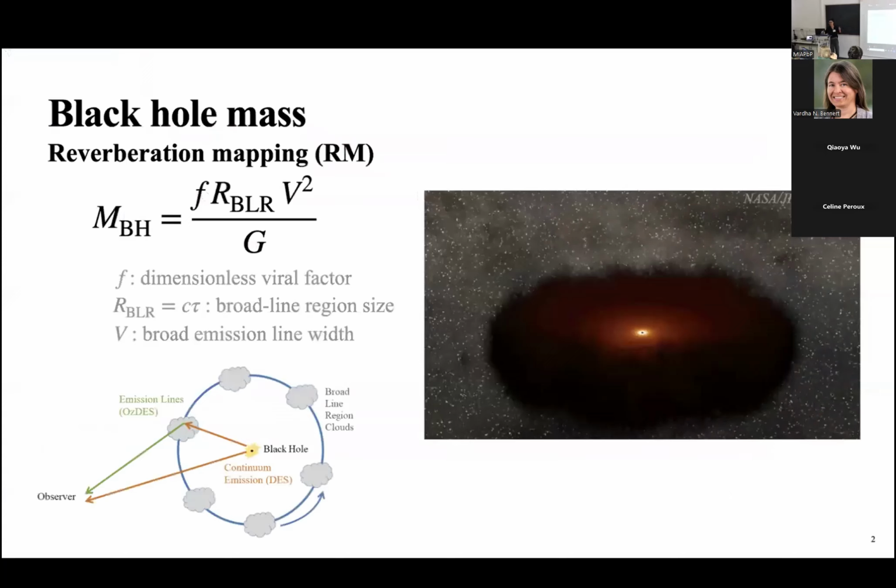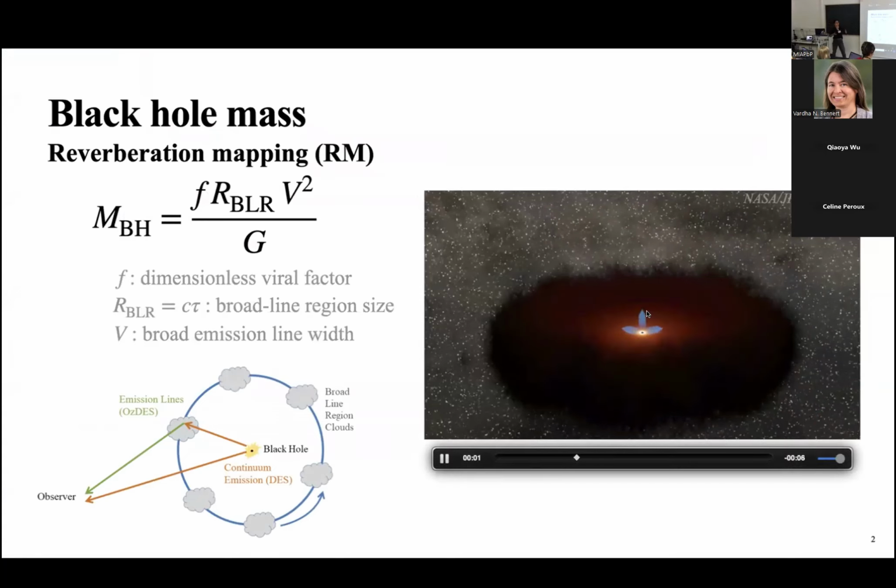First, I'm going to give a little bit of background about reverberation mapping. People already know that, I assume. It's basically measuring the time lag between the continuum and the broad emission lines. With the time lag measured, we know the distance from the broad line region clouds to the central supermassive black hole. We can extract the velocity from the spectrum, combine the distance and the velocity, use some virial assumption, and get the black hole mass.